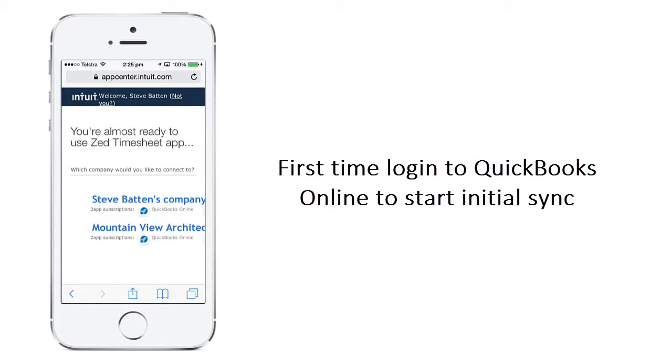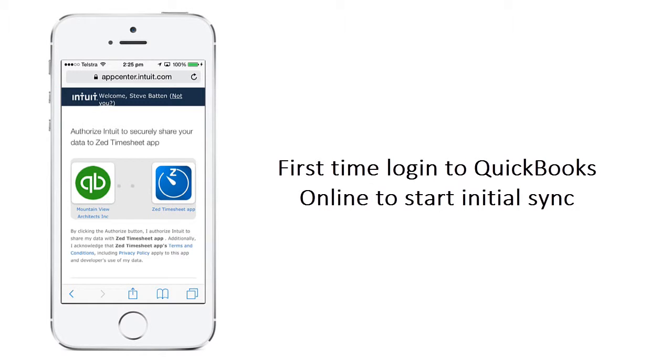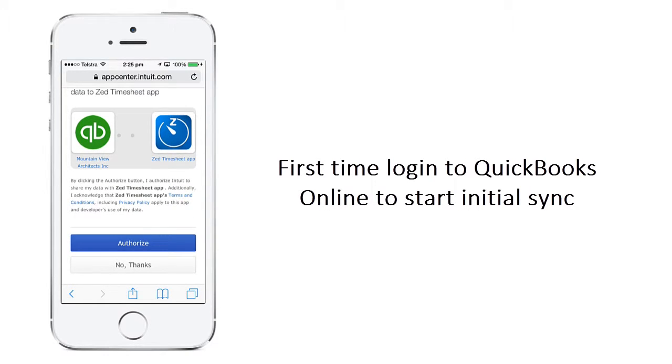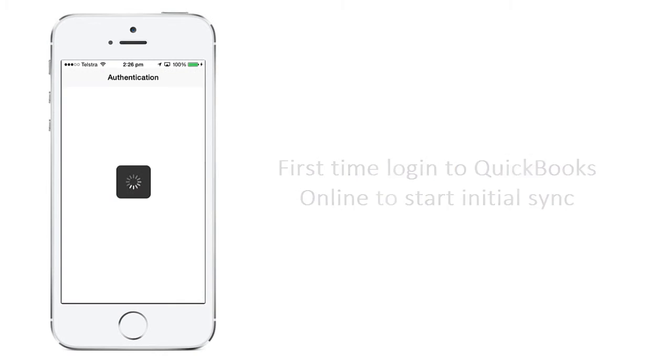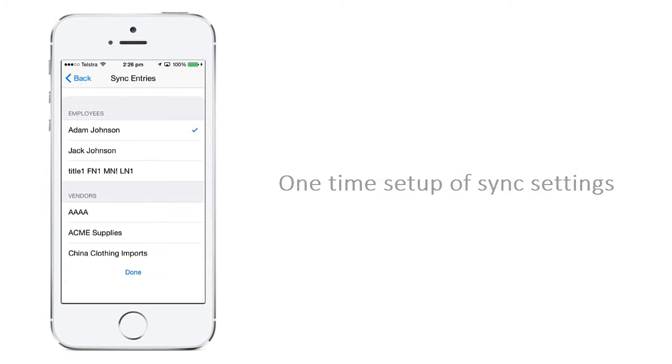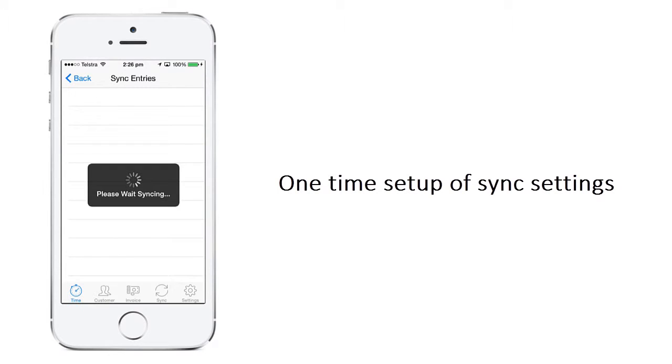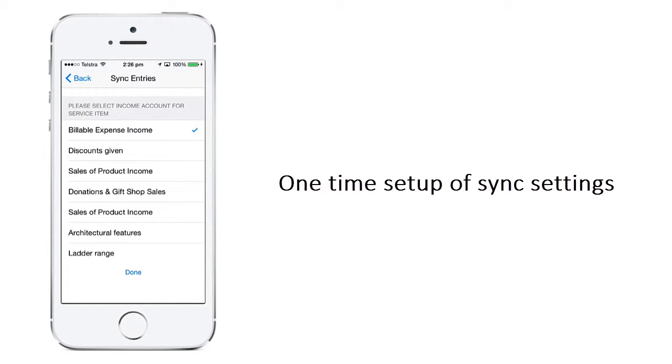Then select the company file you want to sync with, and authorize. So first off, it'll select which employee you want to use. You'll select the income account for service items.